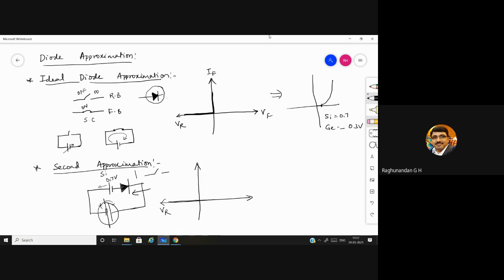So they plotted the VI characteristics like this, and they obtained the forward characteristics like this. Then again they compared with the VI characteristics. Is there any matching between these two? No, sir. Why? Why is there no matching? What do you observe in the curve shape?